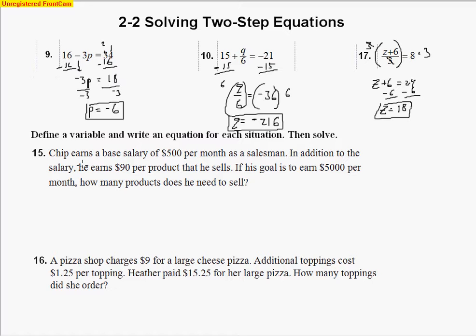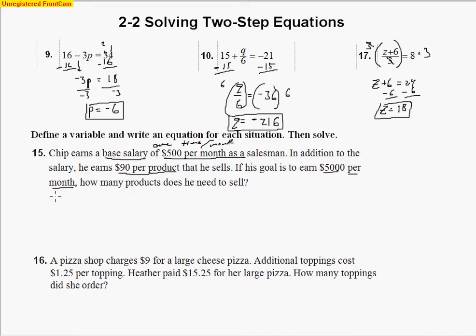So on this next problem here, what we want to do is, first of all, set up an equation to define some variables. So it says Chip earns a base salary of $500 per month as a salesman. So this is his base salary. This is one time per month. And in addition to the salary, he earns $90 per product that he sells. If his goal is to earn $5,000 per month, how much does he need to sell?